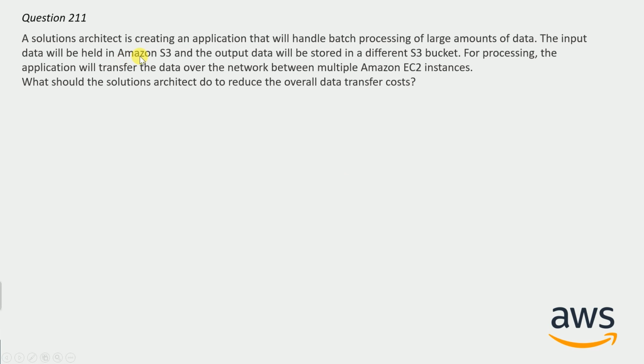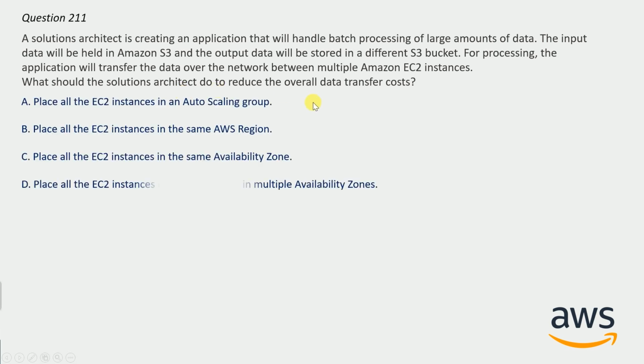A solution architect is creating an application that will handle batch processing of a large amount of data. The input data will be held in Amazon S3 and the output data will be stored in a different S3 bucket. For processing, the application will transfer the data over the network between multiple Amazon EC2 instances. What should the solution architect do to reduce the overall data transfer cost? And here are the options. Take your time to guess the correct answer.